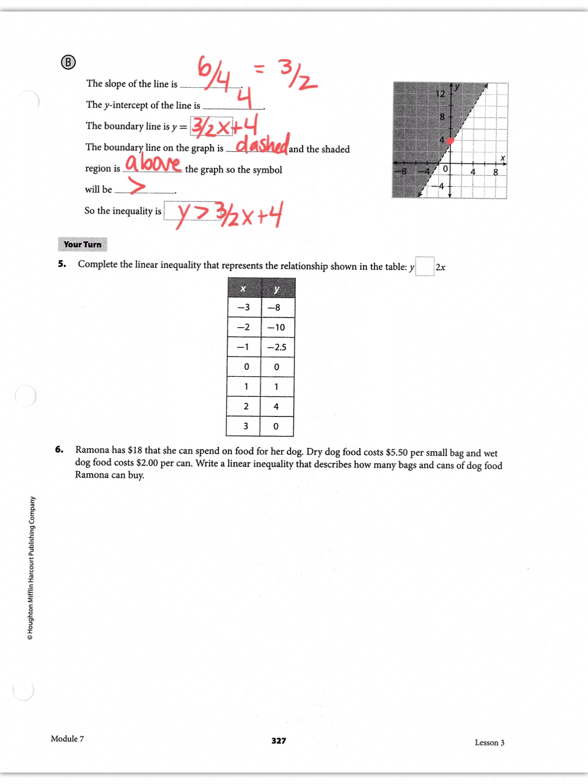Complete the linear inequality that represents the relationship shown in the table. Let's plug some of these points in and see if we can identify which way the symbol should go. Y is negative 8, and then we have 2 times negative 3. That gives us negative 6 over here. Which way would the symbol face? Is negative 8 less than or greater than negative 6? Less than, so we're going to fill that piece in.